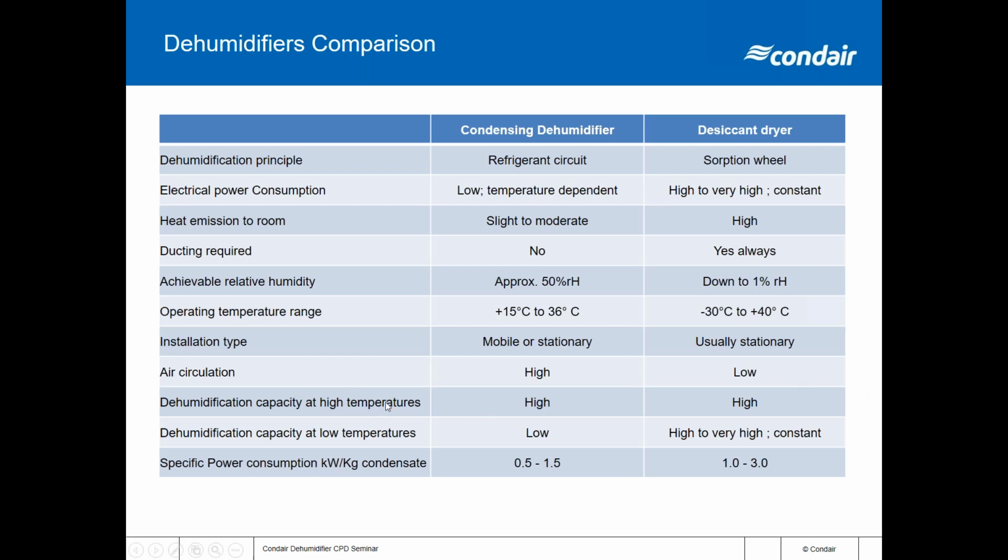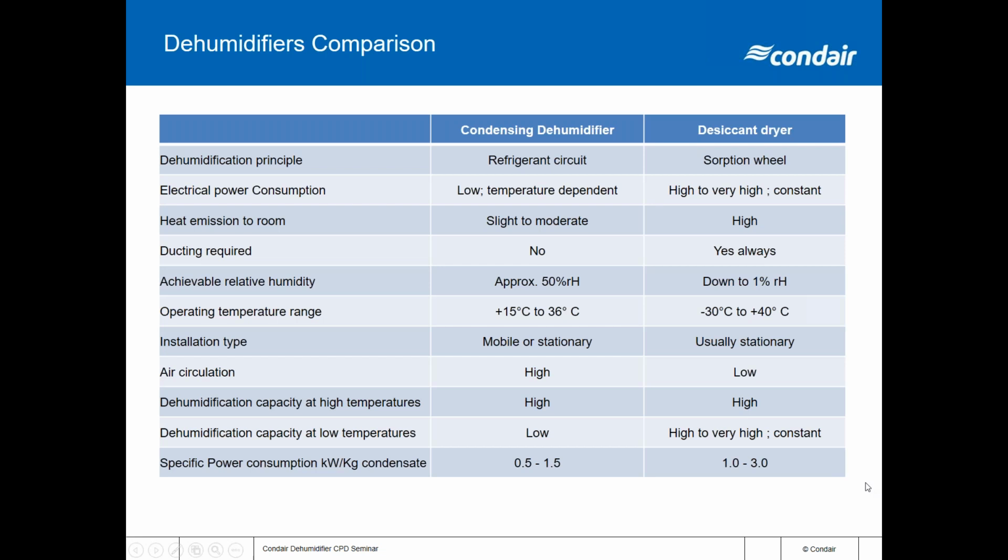We get higher dehumidification capacities at higher temperatures with the condensing unit, and we've talked in some detail about why that would be. You also get that high dehumidification capacity from the desiccant wheel, but as soon as that temperature starts to fall, with a condensing unit, it will start to fall away, whereas with a desiccant, it will remain high to constant. Power consumption, the kilowatts per kilogram of condensate, 0.5 to 1.5 in a condensing dehumidifier, and not a lot more for a desiccant dryer, so there's not a huge amount in it.